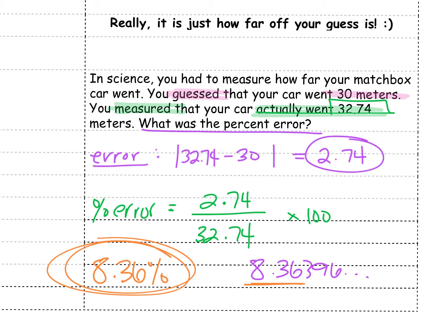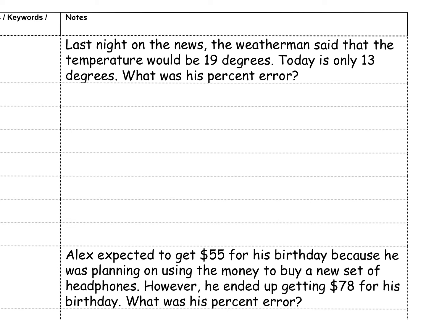Close, but not perfect. Our next question says, last night on the news, the weatherman said the temperature would be 19 degrees. However, today is only 13 degrees. What is his percent error? Remember, guess and actual. This was his guess. This was his actual. So we first find the error. Error is the absolute value of the actual minus my guess. Well, 13 minus 19 is 6. There's a difference of 6 there, and it's always going to be positive, so I was 6 off. I was 6 degrees off.